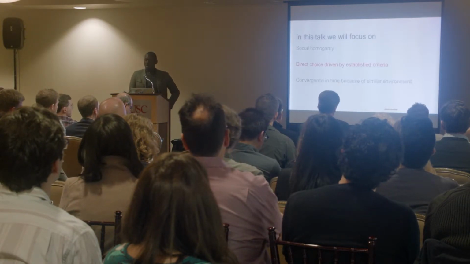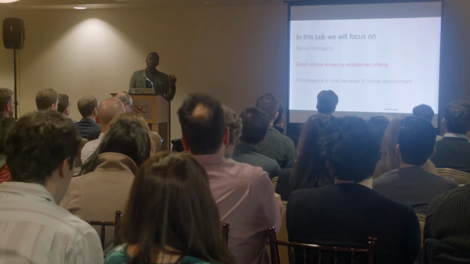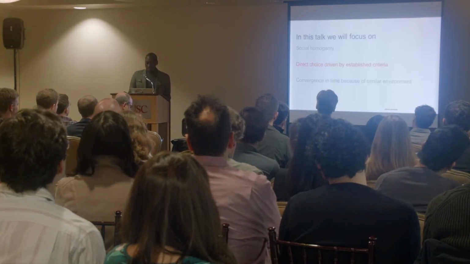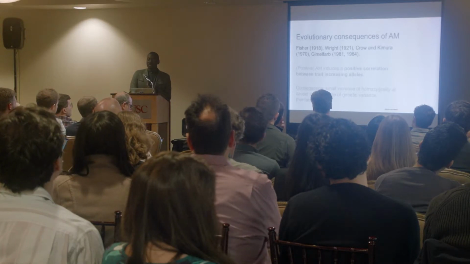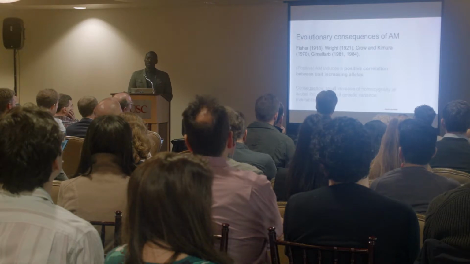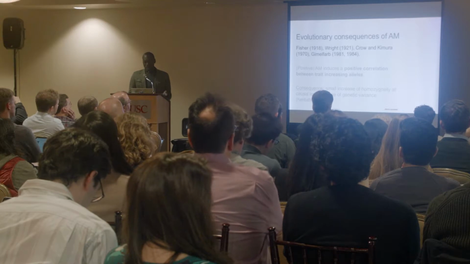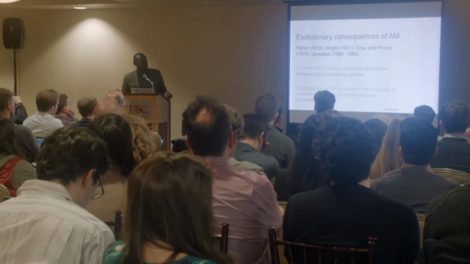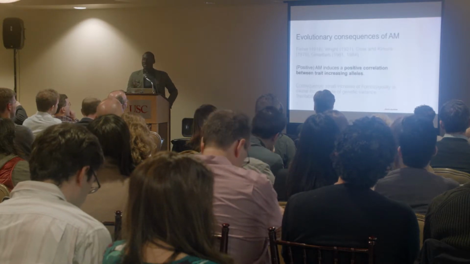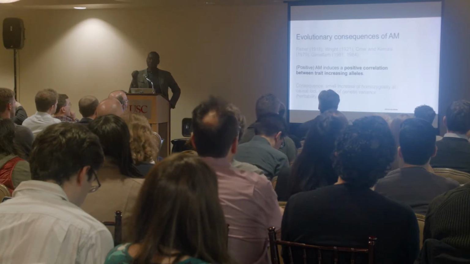So what we'll talk about precisely today is direct choice based on established criteria, and the reason behind that choice is because it has been shown in theory to have evolutionary consequences. So those evolutionary consequences go back to foundational works from Fisher in 1918 or Wright 1921, and two others, well, actually, there are not many, I can cite them, so Crow, Kimura, and Feldman. And all these theoretical works point to assortative mating creating a positive correlation between trait-increasing alleles.